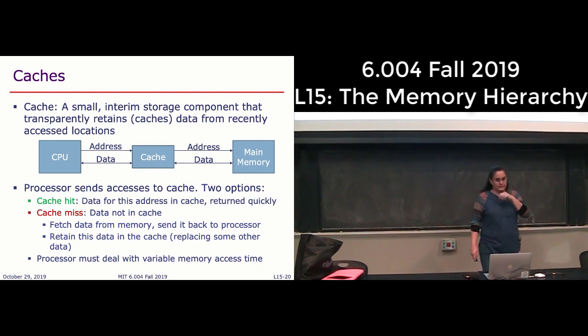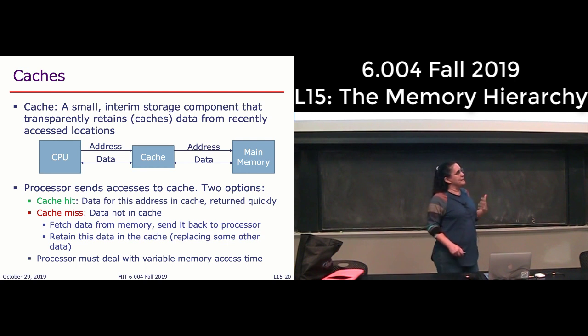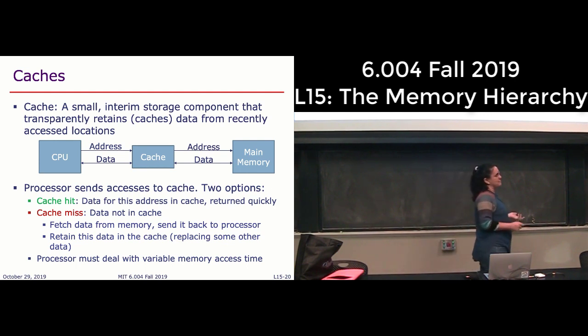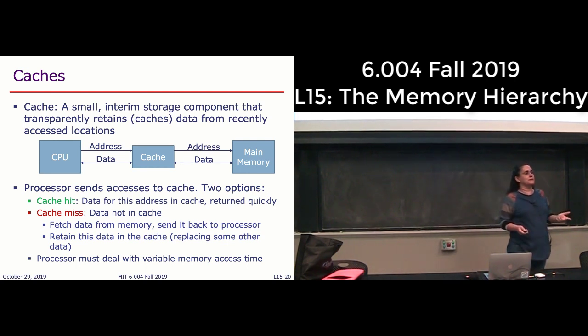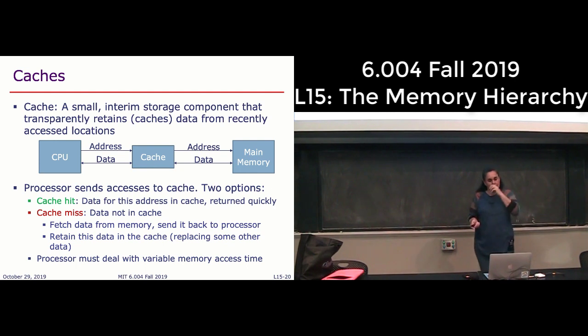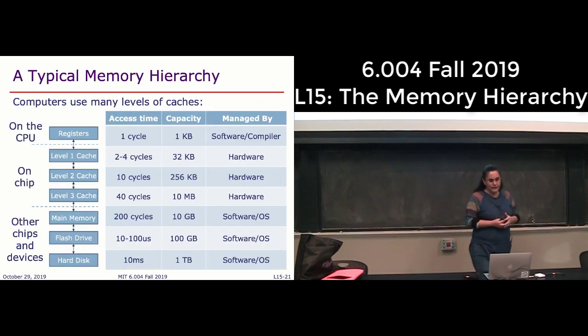Okay, and so once again, remember that because of this behavior, the CPU has to be able to tolerate variable latencies from memory. Sometimes it's going to get the data very quickly because it found it in the cache. Sometimes it's going to take longer because it has to go to one of these backup memories.